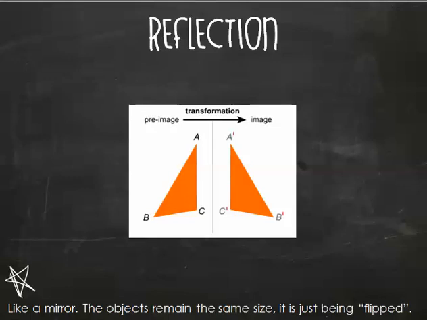Okay, so you can see here how we start with a pre-image. It takes the transformation, so it's being reflected, and then you get an image. So the pre-image is what you start out with, and then it turns into an image. To denote an image, we use these little tick marks up here, and we call that prime. So that would be A prime, B prime, and C prime. And remember, we're not moving it or making it bigger or smaller. It's staying the same size. We are just flipping it.